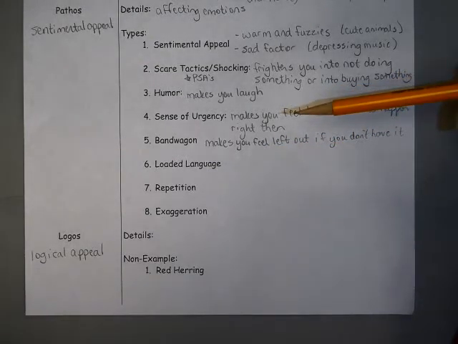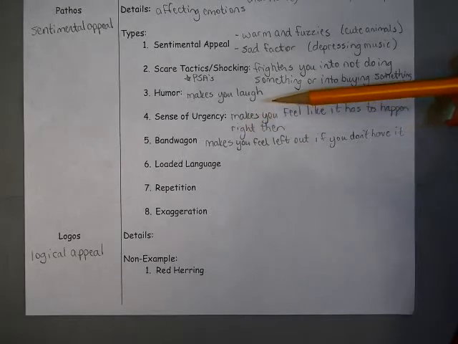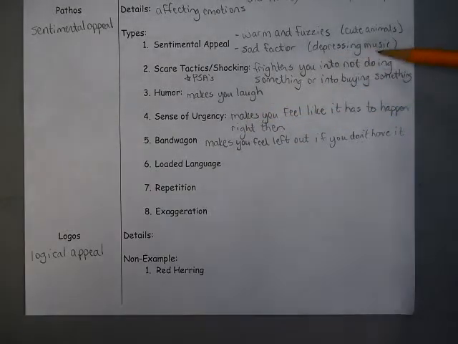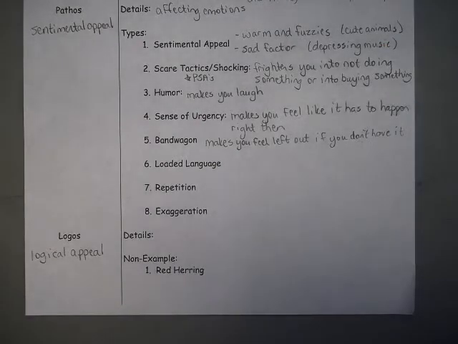So if we go back to the sentimental appeal with the sad factor and the depressing music, it could be that commercial that's trying to get you to adopt the poor helpless little puppies and kitties. They probably are going to use language that makes you feel terrible for them. They're going to say words like poor and helpless and cold and dying, words that really tug at your heartstrings. They could also do that to make you feel frightened or to make you feel really happy about something.